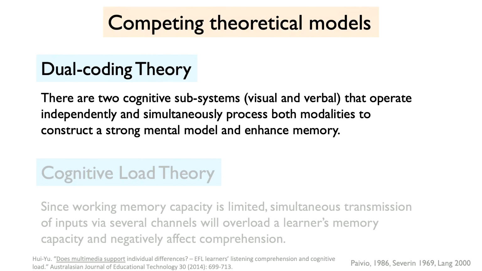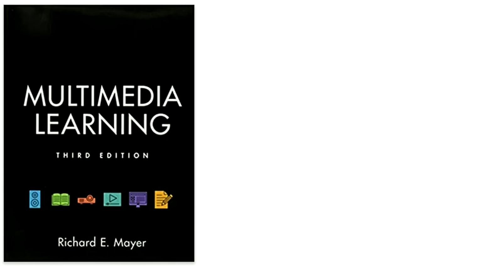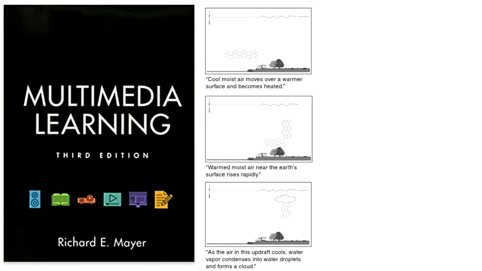So there are competing theoretical models. The most popular one, the dual coding theory, states that there are two cognitive subsystems, one visual and one verbal, that operate independently and simultaneously process both modalities to construct a strong mental model and enhance memory. So this theory is, give me both modes, your brain can handle it, and they will combine just fine. And a lot of this has been promoted by the long career of Richard Mayer, who has studied multimedia and written several books about it.